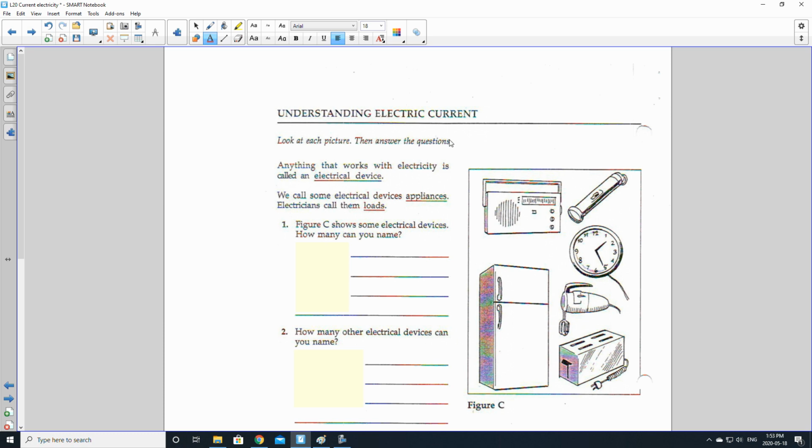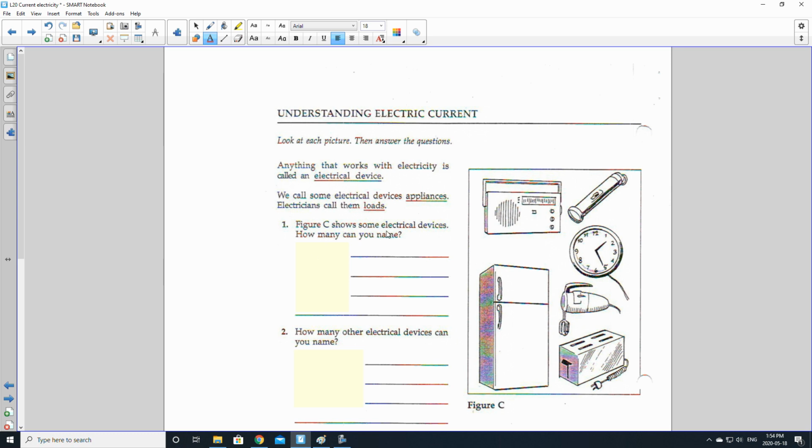So look at the picture, then answer the question. Let's understand a little bit more about electric current. Anything that works with electricity is called an electrical device. We call some electrical devices appliances. Now, electricians call them loads, okay? So anything that converts energy from one thing into another is called an appliance, or electricians will actually call them loads.